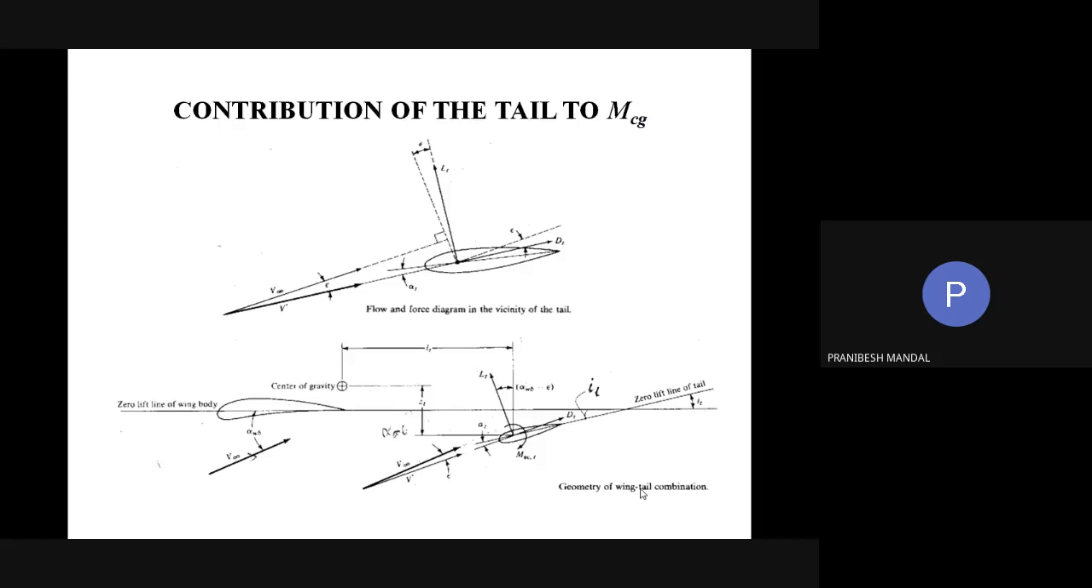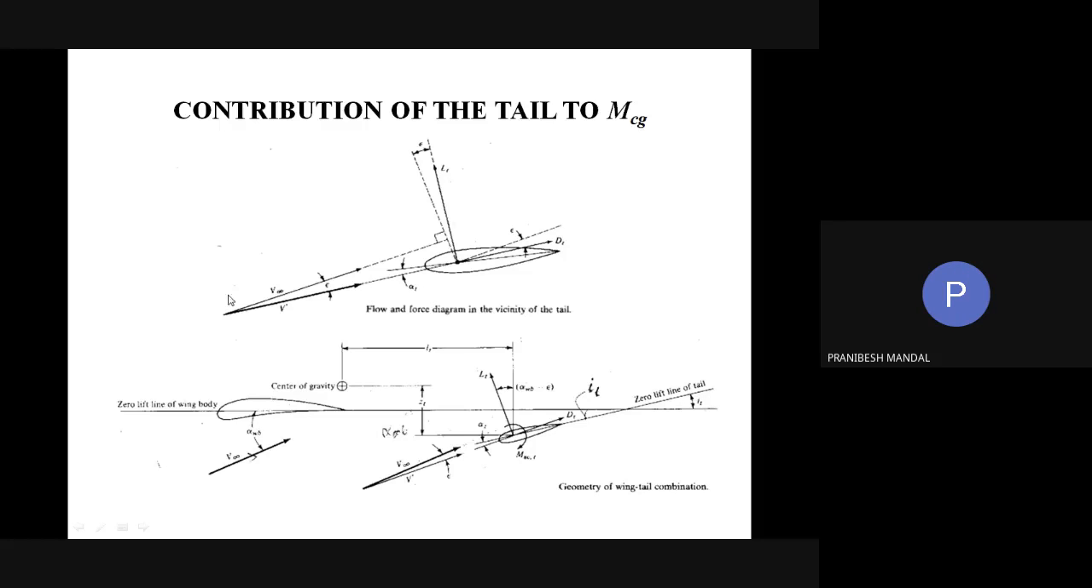And what happens to the V infinity? It is seen this V infinity is not the V infinity encountered by the wing, because it is the disturbed quantity behind the wing itself. That I made clear in the previous class, that once the flow has passed the wing, behind the wing it is not V infinity again, that is a disturbed flow.